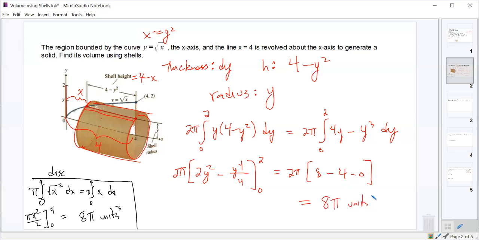So a little extra work this time for this particular one with shells, but hopefully that gives you an idea of how we go about it using shells, and we can see that it comes out to be the exact same answer as if we had done it with disks. Everybody good? Any questions there?